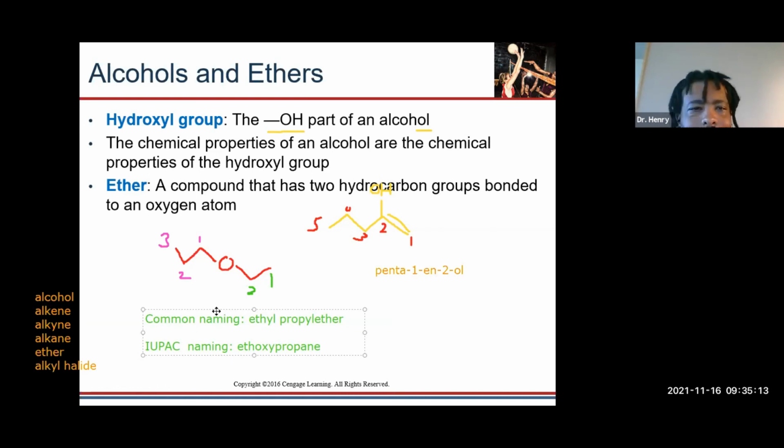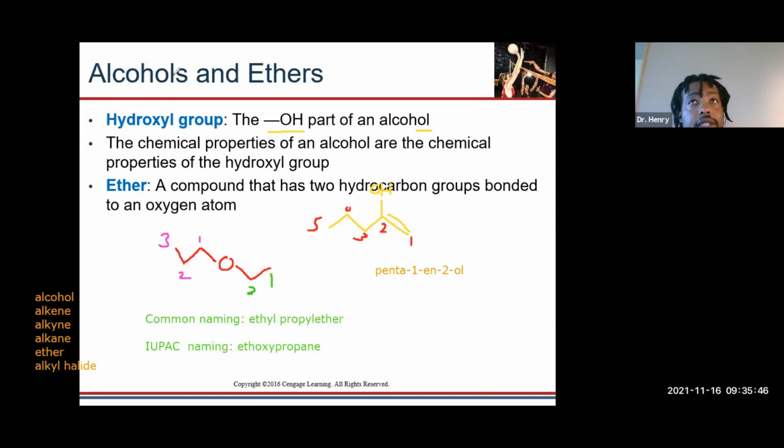Okay, the IUPAC. The key is, if you think about the way that we've been doing nomenclature, it's going to be the same concept. The only difference is, if there's an O between, then you know that you have to give the shorter one the oxy, and then the one that has the longest chain gets the end. So it's not too much harder.